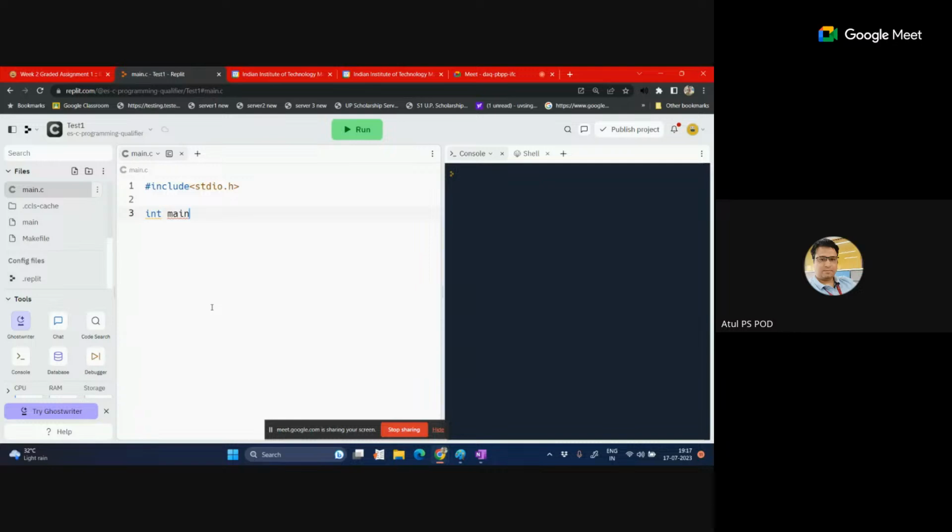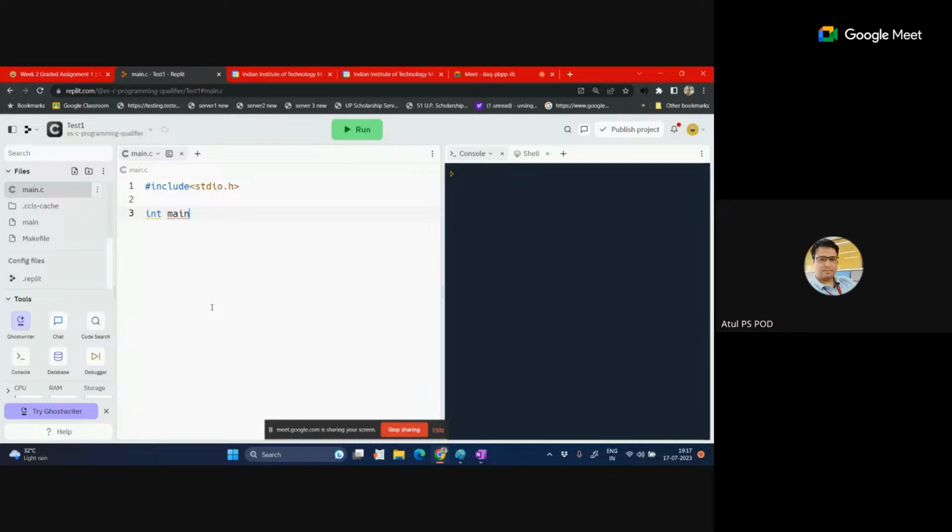Okay, so we can include other libraries. One more common one is math.h, so we can directly use the functions related to math. Square root, power, the basic functions we can directly use. So these are some libraries we can include in our code. These are the basics.